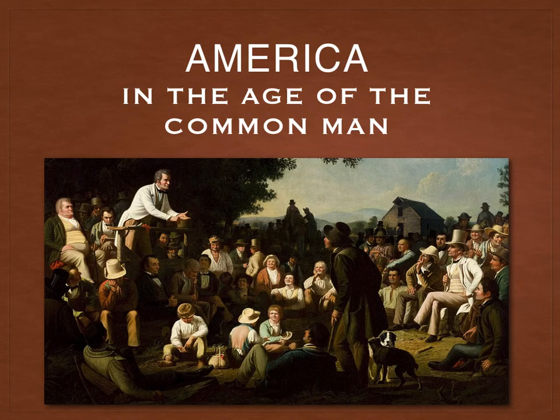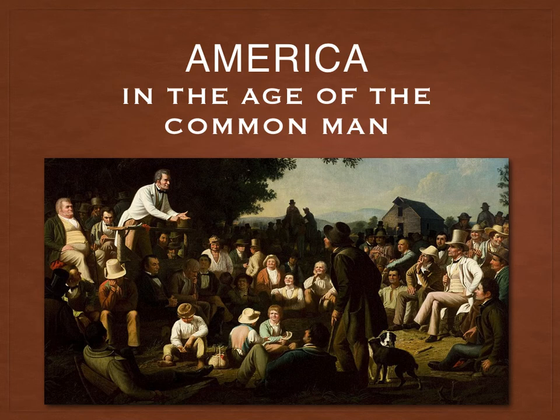Hey everybody. So today we're going to be talking about America in the Age of the Common Man. This is the period leading up to the Age of Jackson, and it's important to remember that this is still like the early stages of the United States Republic. The Constitution's only a couple of decades old. We've seen the fall of the Federalists and Alexander Hamilton.